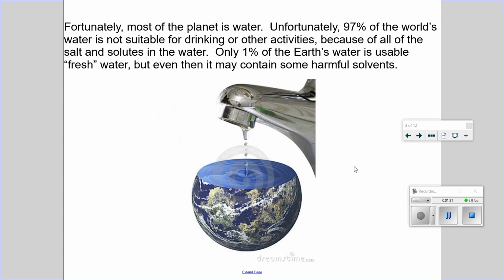Fortunately, most of the planet is water. Unfortunately, 97% of the world's water is not suitable for drinking or other activities because of all of the salt and solutes in the water. Only 1% of the Earth's water is usable, fresh water, but even then it may contain some harmful solvents.